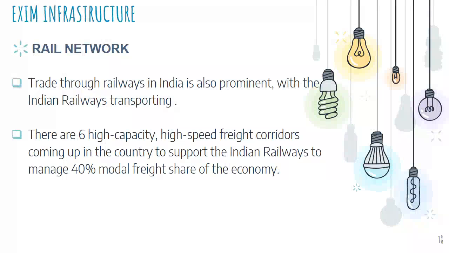Next, let's see about the railway network. Freight through railways in India has always been prominent, with Indian Railways transporting. There are six high-capacity, high-speed freight corridors coming up in the country to support Indian Railways to manage 40% of modal freight share of the economy.